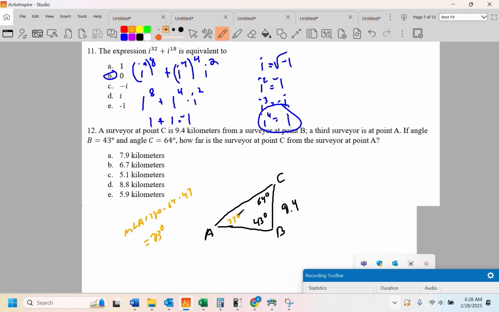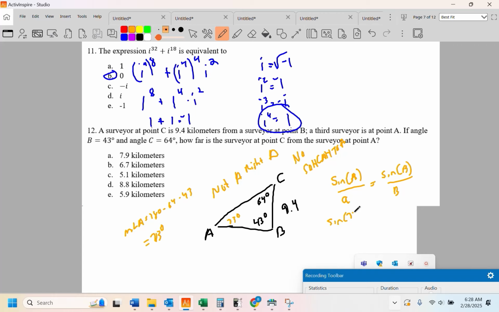Now, this is not a right triangle. Okay, so there's no SOHCAHTOA. We're not using it. We're going to do what's called law of sines. And I'm so tired I can't even remember if I've done law of sines with you yet this year. But I know I did it in algebra 2. Law of sines says the sine of A is to side A as the sine of B is to side B. So the angle A is 73 degrees.